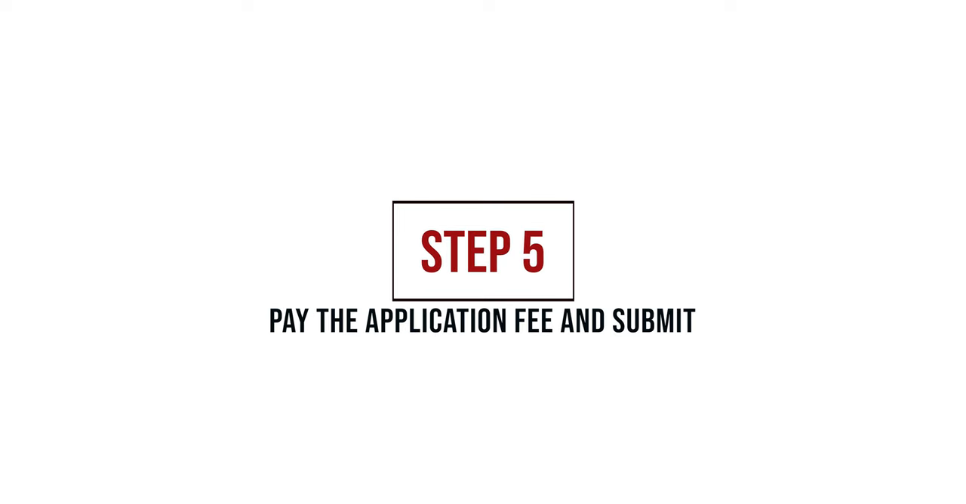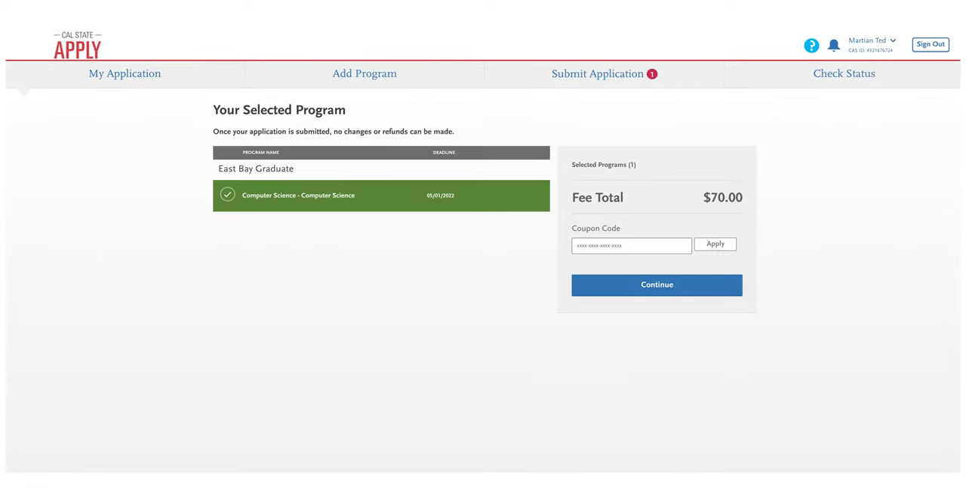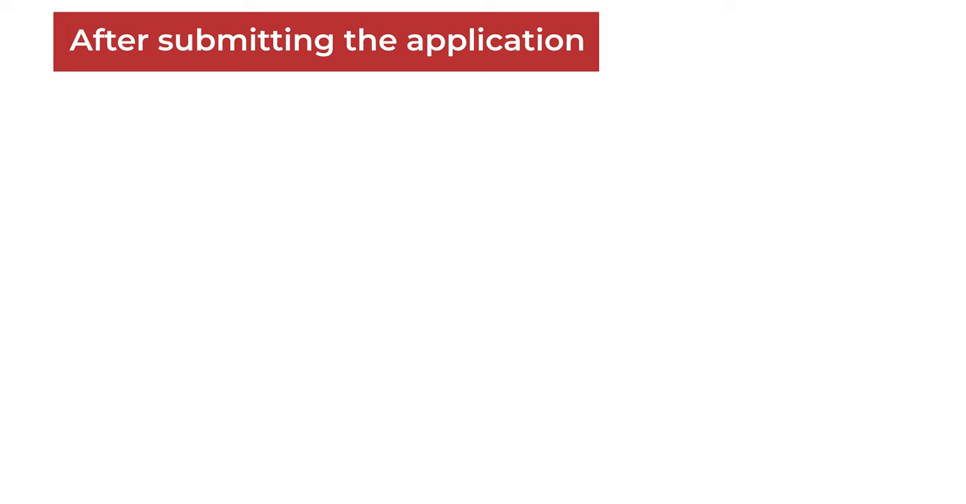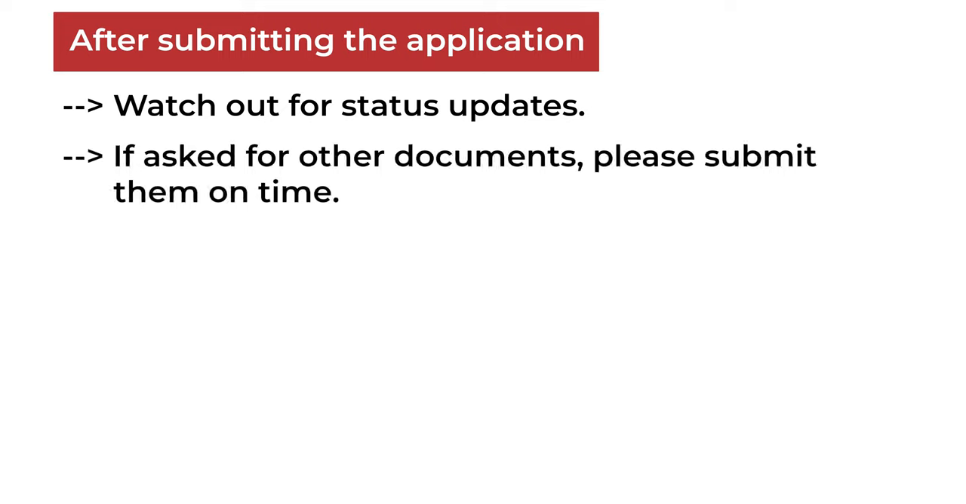Step 5. Once all sections are completed and highlighted green, you must pay the application fee in order to submit the application. The $70 application fee cannot be waived and is payable by credit card or PayPal within the online application. Once the online application is complete, applicants are responsible for monitoring the status of an application and submitting required documentation to the campus.